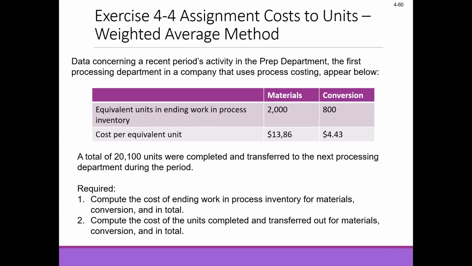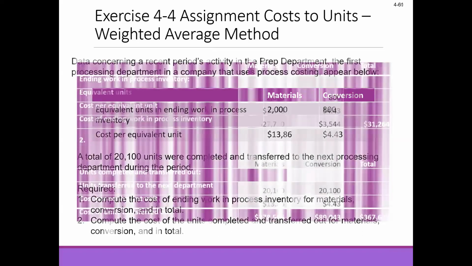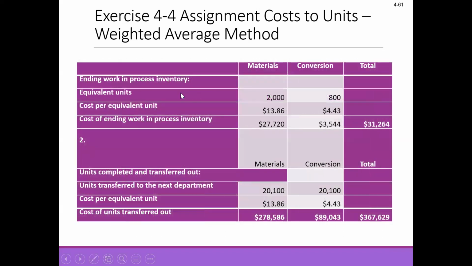Compute the cost of ending work in process inventory for materials, conversion, and in total. Then we'll compute the cost of the units completed and transferred out. So we've got here what we started with. Materials, 2,000, conversion, 800 units. We have the cost per unit to give us the cost of ending work in process.